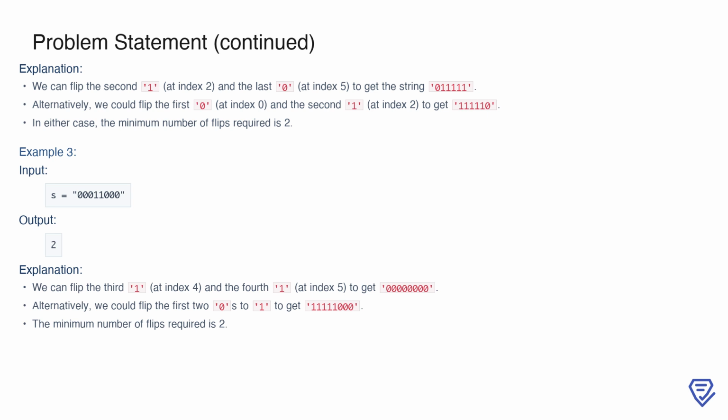Now, in the third example, the input string is 0001100. One way to make this monotone increasing is to flip the two ones at indices 4 and 5 to 0, giving us 0000000, which is monotone increasing. Alternatively, we could flip the first two zeros at indices 0 and 1 to 1, resulting in 1111100. Both methods require 2 flips, so the output is 2.